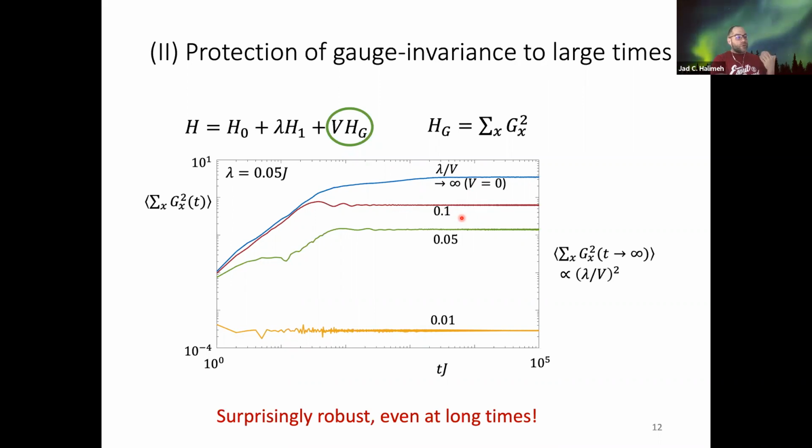So this robustness for long times is surprising. And the question is, okay, look, you do this in exact diagonalization for tiny systems. Will this persist in the thermodynamic limit? The short answer is yes. And it works fascinatingly well for larger system sizes, as we will see later.